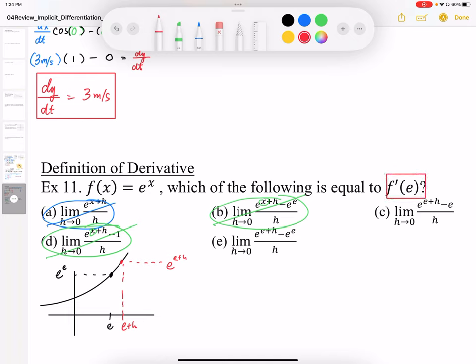Okay, so we're left with C and E, and we can see that based on our slope formula, our rise is going to be e to the e plus h minus e to the e, and that's going to be divided by the run, so that's going to be this answer here. And this one's just missing. This coordinate doesn't match this coordinate here, so that one is going to be one that we need to eliminate as well. So the answer is E.